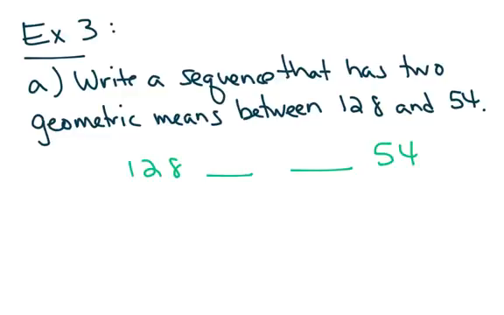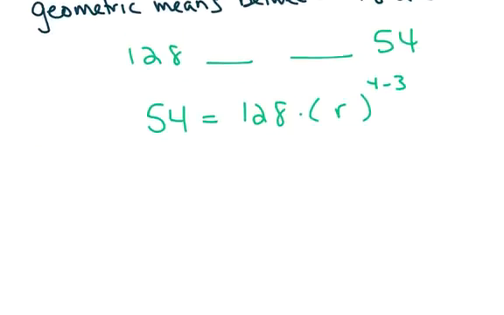So I'm going to use my nth term formula to find r. So I must know everything else. So I know the nth term. I know the first term. I don't know r. But I do know how many terms in the sequence there are. There are 3. So how do I solve this for r?